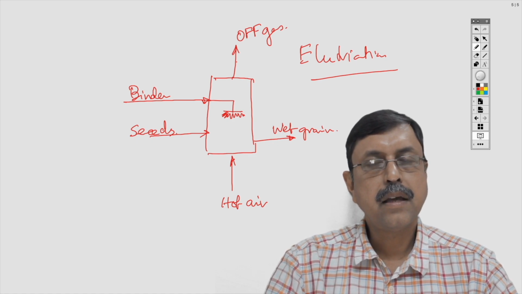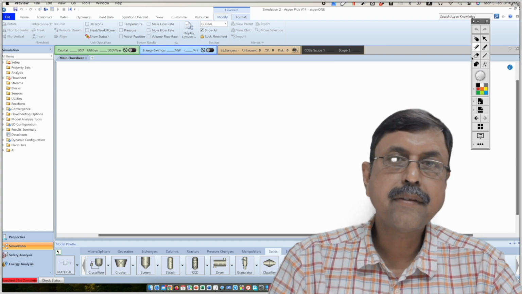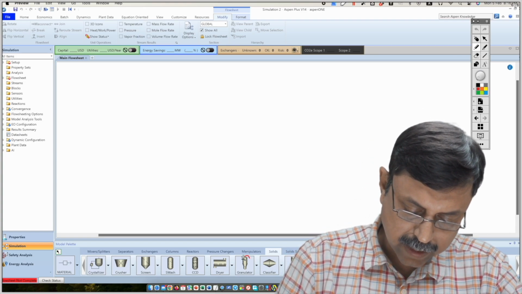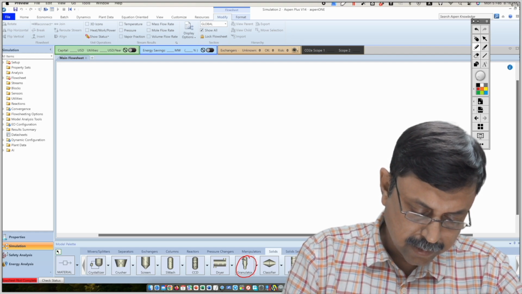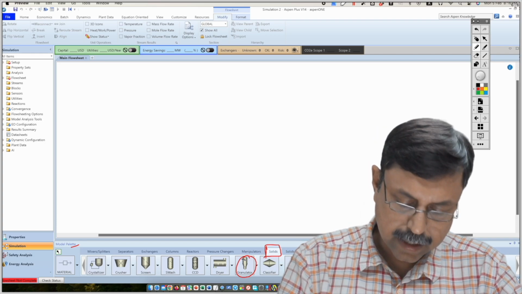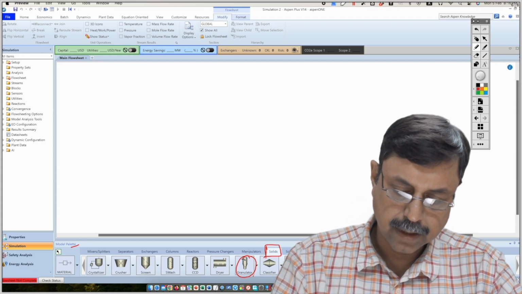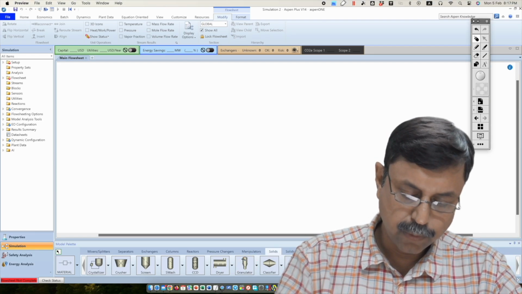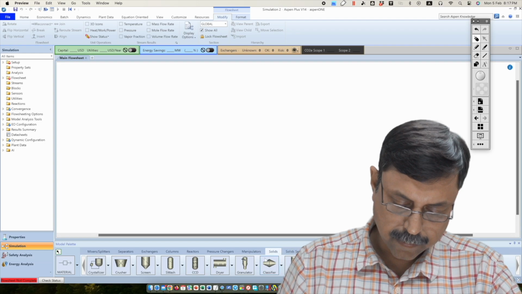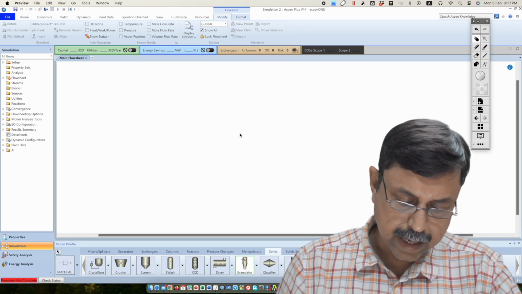Now, in order to understand this process, let us go to the Aspen Plus window and see various ways in which we can model a granulator. So this is the Aspen Plus window, and you will find the granulator over here. This is under the model palette. You will find the solids tab over here, and you will find the granulator in this location. So we can bring in the granulator from here and put it over here.